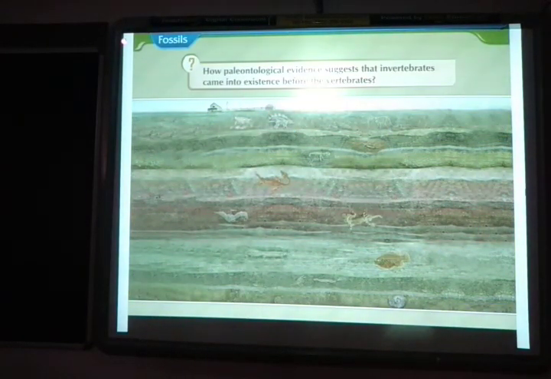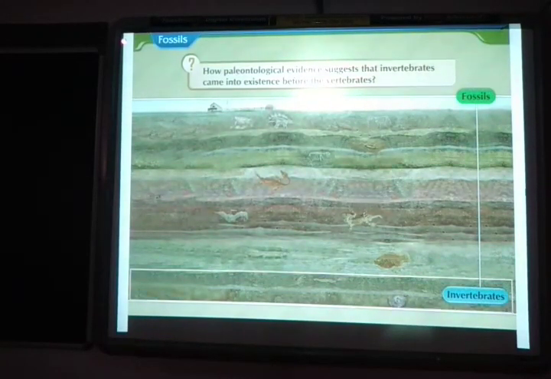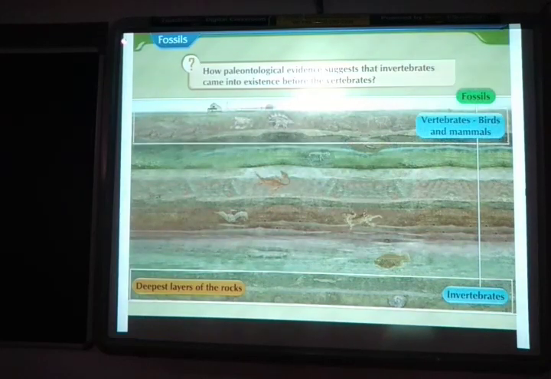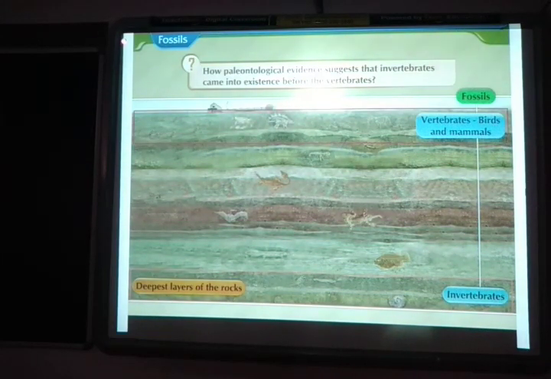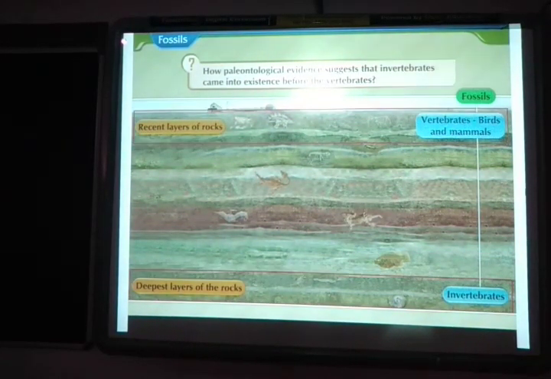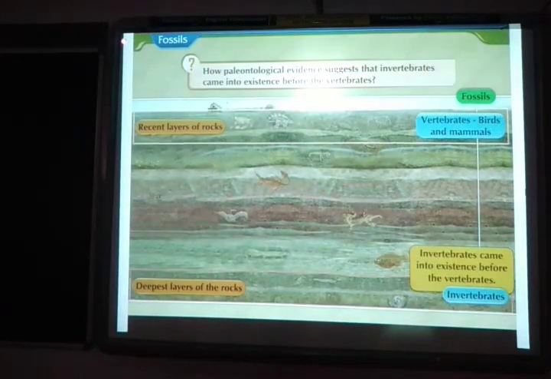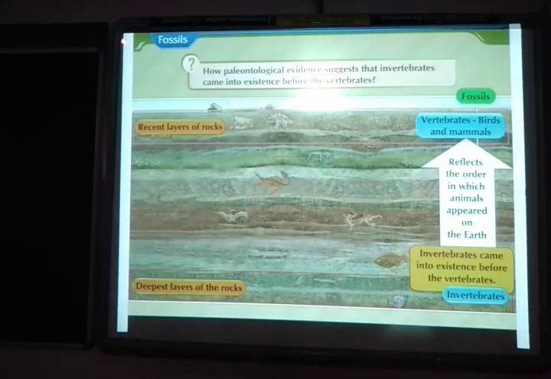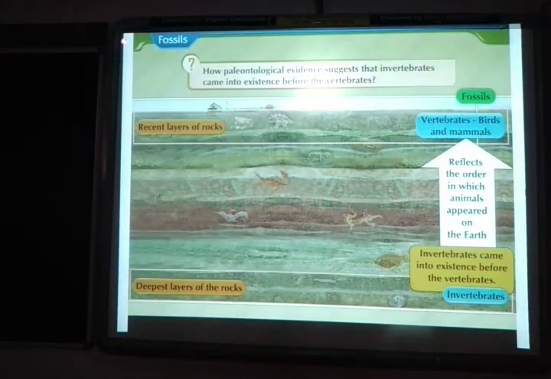Do you know how paleontological evidence suggests that invertebrates came into existence before the vertebrates? The fossils of invertebrate animals are found in the deepest layers of the rocks, whereas fossils of vertebrates, namely birds and mammals, are found in the recent layers of rocks. This paleontological evidence suggests that the invertebrates came into existence before the vertebrates and reflects the order in which these animals appeared on the earth.